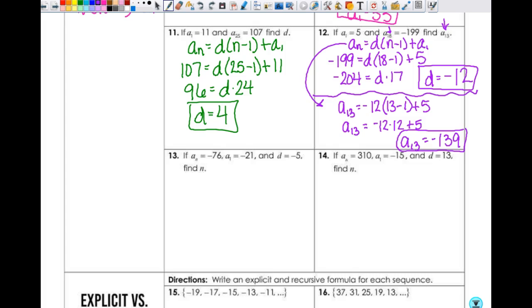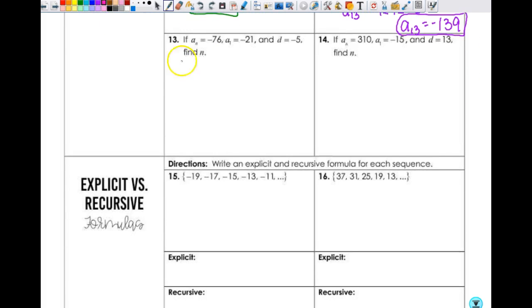Just kidding. Never mind. Actually, I'm going to do 13. I'll let y'all do 14, because 13 is where my brain was trying to go a minute ago. So I'm going to write down a sub n is equal to d times n minus 1 plus a sub 1. So a sub n, I've got that. It is negative 76, right?